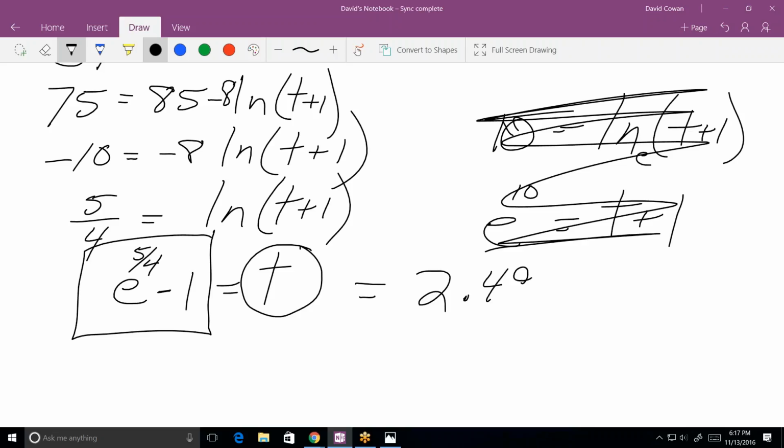Sounds right. Which means that after 2.49 months, the average student has retained 75% of the original material. So we can see it's going down, as we would expect, because at the beginning, everybody averages retaining 85% of the material. As time passes, between 0 and 12 months, you're going to retain less and less. So this answer makes a lot of sense, that after 2.5 months, you would be retaining 75% of the material.